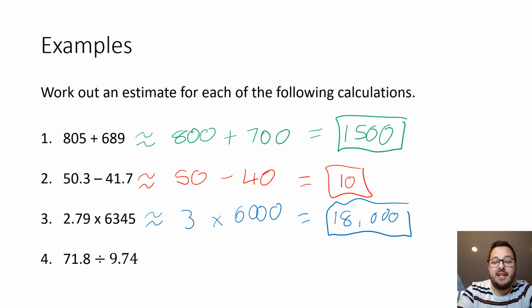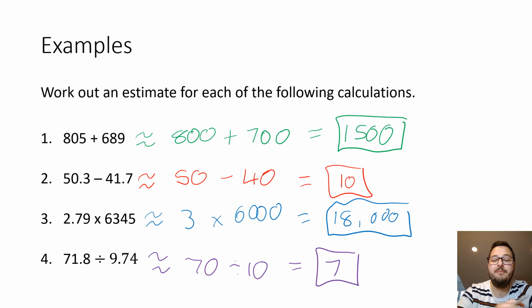Okay, and then finally, we've got 71.8 divided by 9.74. Well, again, we can just keep rounding. So 71.8, I'm going to round down to 70. And 9.74, I can round up to 10. And 70 divided by 10 is 7.